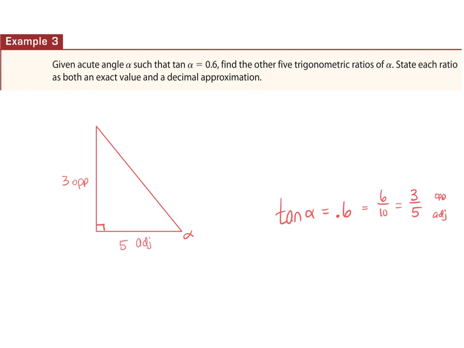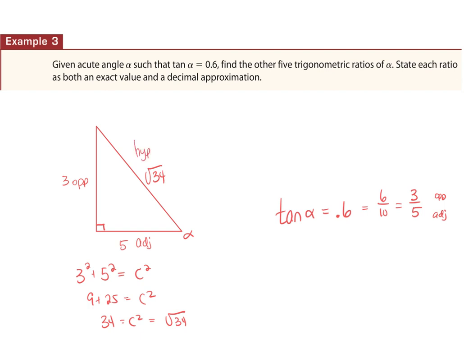If I'm supposed to give all 3 trig functions, what do I need to solve for before I start? My hypotenuse. And so I'm going to use Pythagorean theorem to do that. 3 squared plus 5 squared equals c squared. So 9 plus 25 equals c squared. 34 equals c squared. C is the square root of 34. So I have my 3 sides. They are labeled opposite, adjacent, and of course this is hypotenuse.